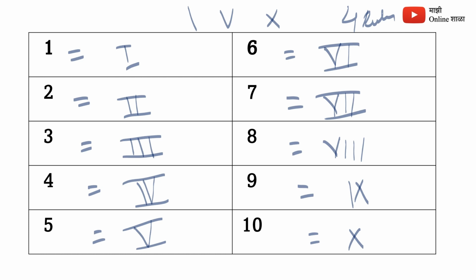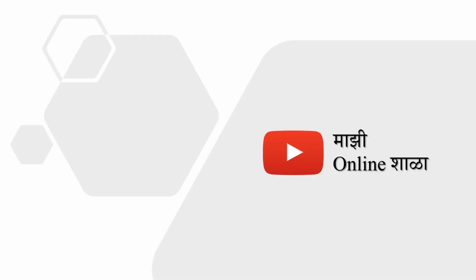For Roman numbers 1 to 20, I have explained it in problem set 1. So do see the video of problem set 1 whose link is given in the description box of this video. So do see the next video for Roman numbers 1 to 20.